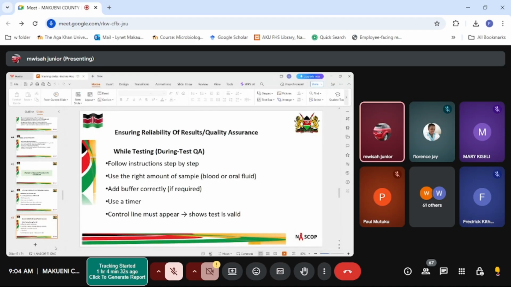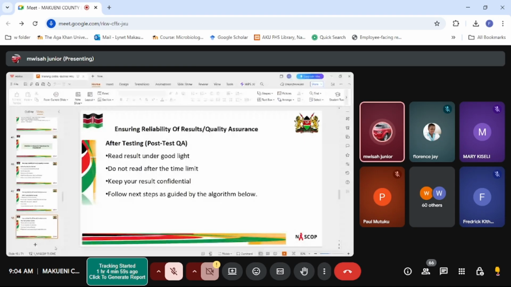While testing, follow instructions step by step. Use the right amount of blood or oral fluid. In some countries it is oral, but for our part, we are dealing now with the blood-based. Then you add buffer correctly if required. Use a timer. The control line must appear; it shows the test is valid.